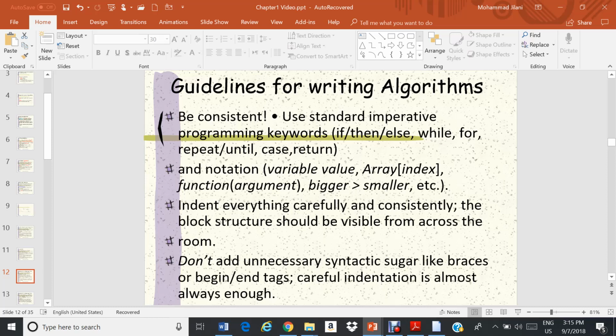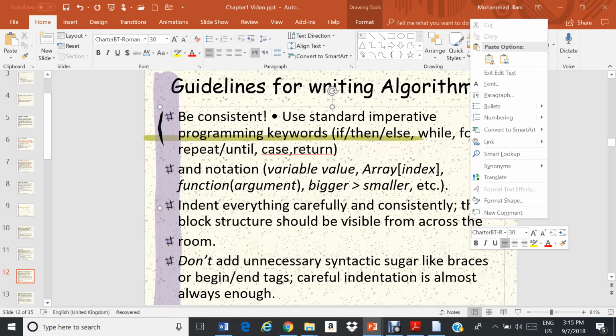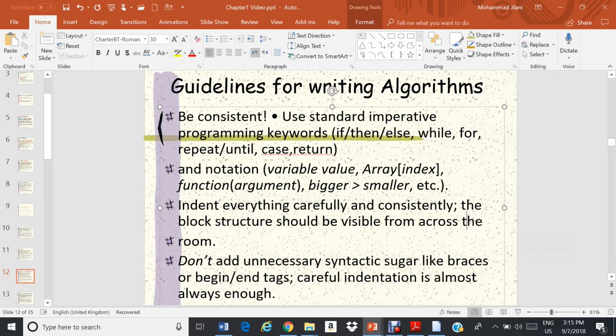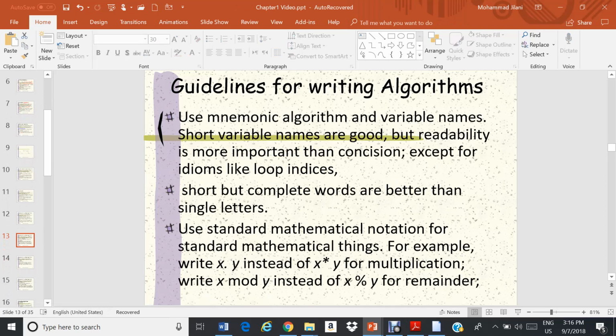Indenting: everything is carefully indented so that you know where, if you have two blocks, within the same block you indent to the right the things that go within that block. And when you finish that block, you just start the indenting from scratch. Don't add unnecessary syntactic sugar like braces or begin end tags. Careful indentation is almost always enough, instead of putting some underline or some brace or bracket to emphasize. Don't use that emphasis because the one who is reading the algorithm may not understand what exactly you mean by that. Use some mnemonic algorithm and variable names.